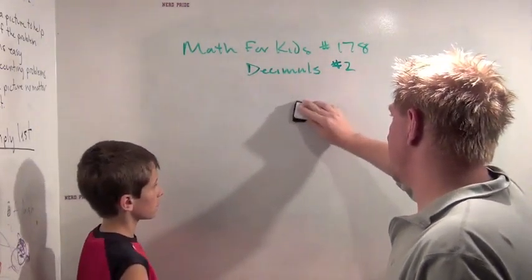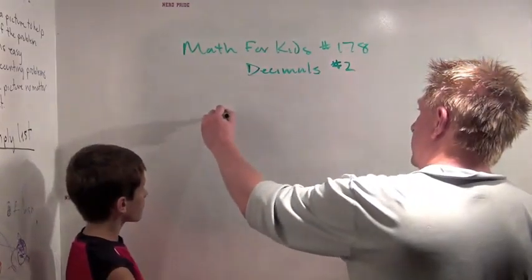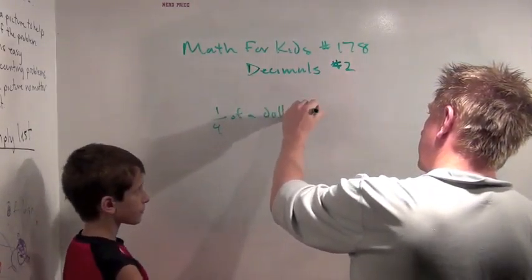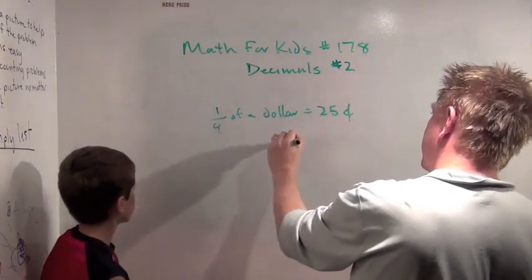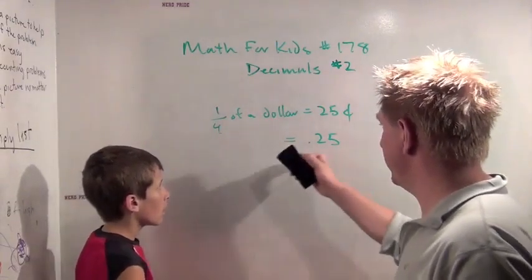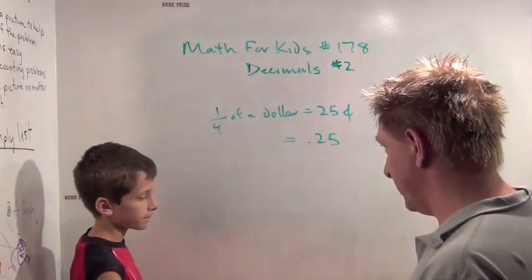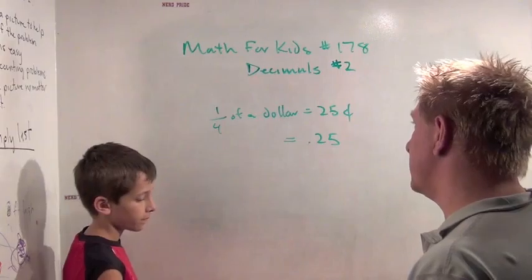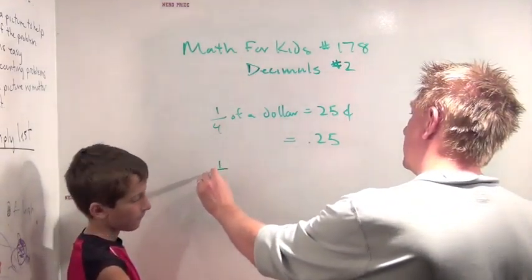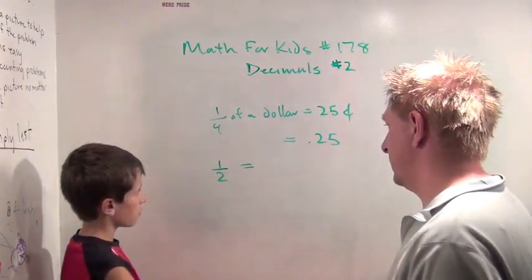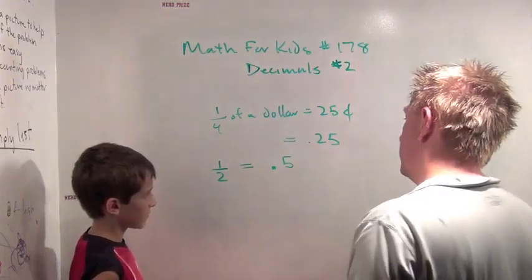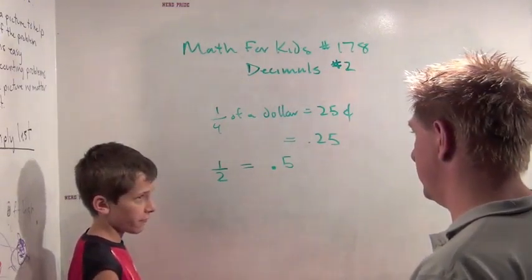How many quarters go into a dollar? 4 quarters. So 1/4 of a dollar is 25 cents, which is 0.25. So we just learned that the decimal for 1/4 is 0.25. Did you know that? Yeah. Okay, good. What's the decimal for 1/2, do you think? 0.5. Now, why does that make sense? Because 1/2 of a dollar is 50 cents.